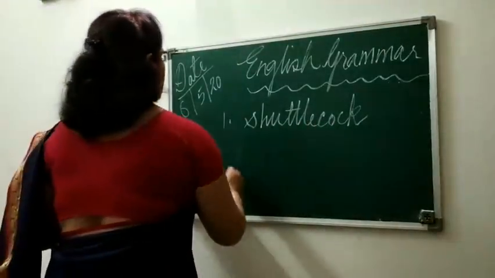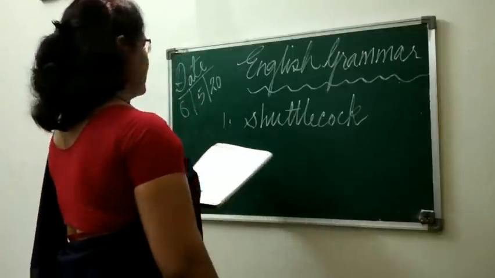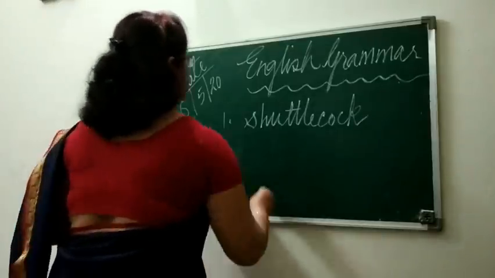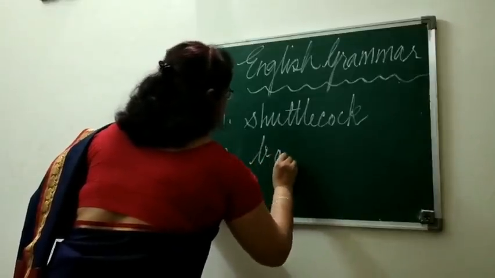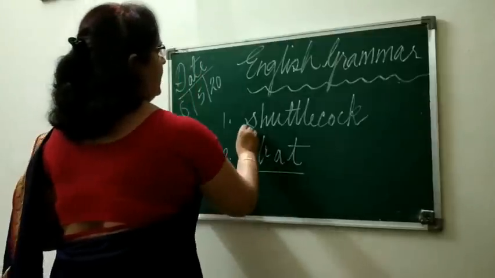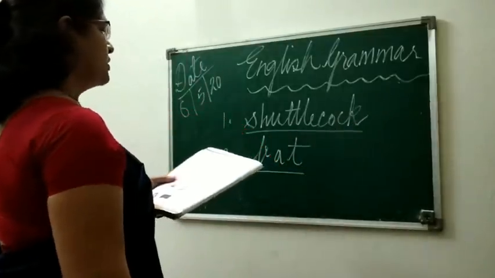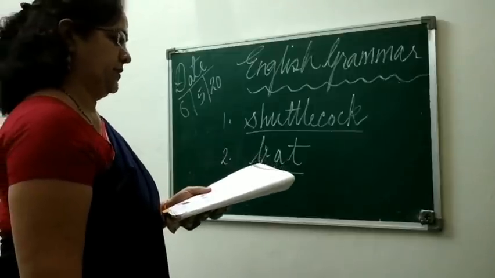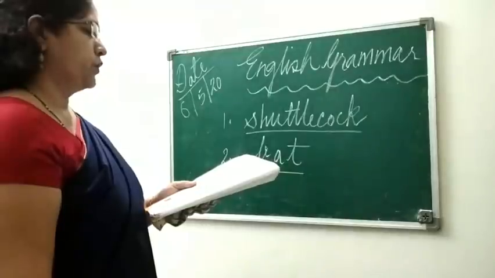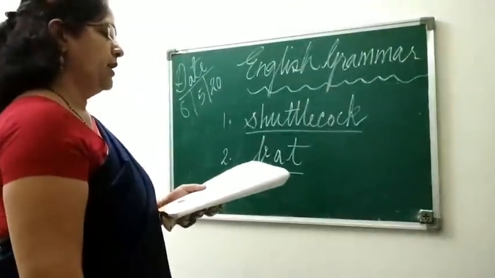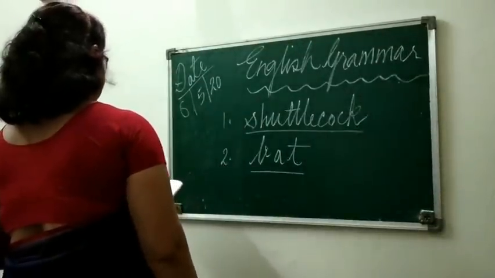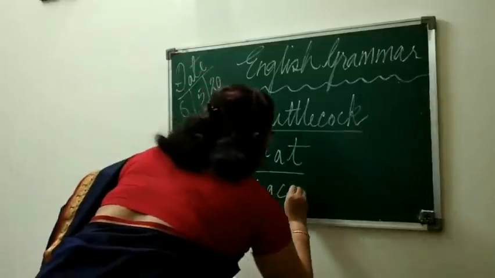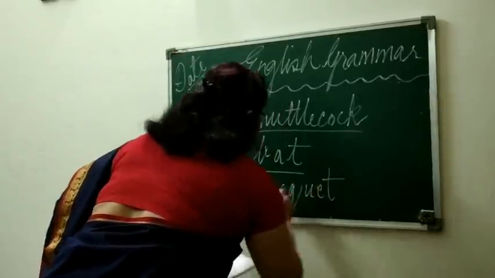Now, second one. Second one is A T B. Now, what is the correct word of A T B? Correct word is bat. B-A-T, bat. Now, the third one. Q A R C E U T. Okay. Now, what is the correct word of Q A R C E U T? The correct word is racket. R-A-C-Q-U-E-T. Racket.